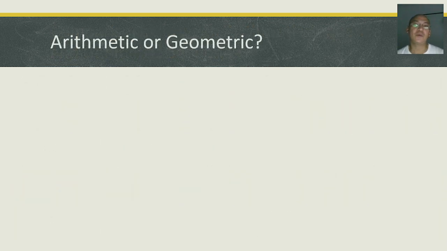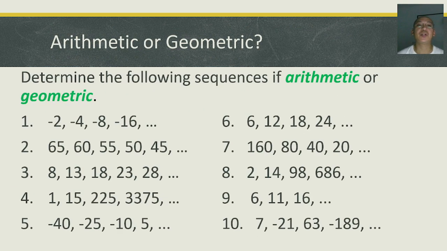So let us do first, determine if the following given sequences are arithmetic sequences or geometric sequences. Let us use the symbol A if it is an arithmetic sequence, and G if it is a geometric sequence. Number 1: negative 4, followed by negative 2, then negative 4, and then negative 8, negative 16, and so on.